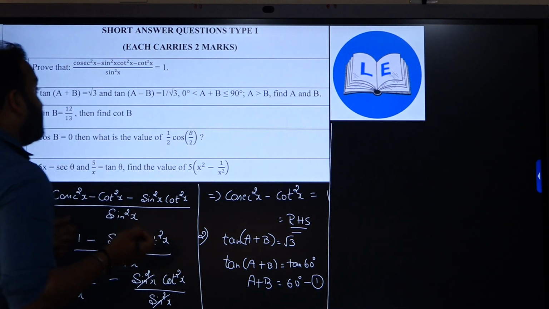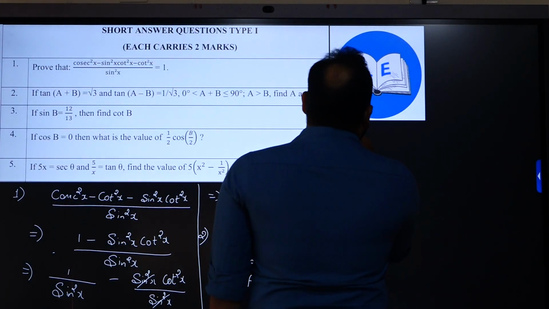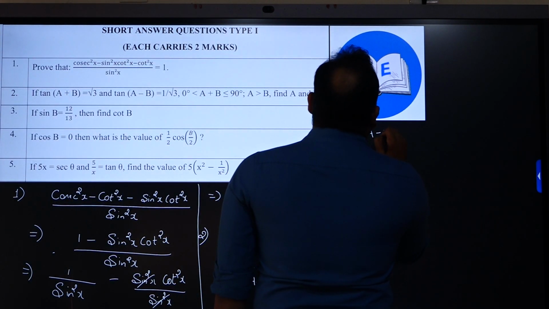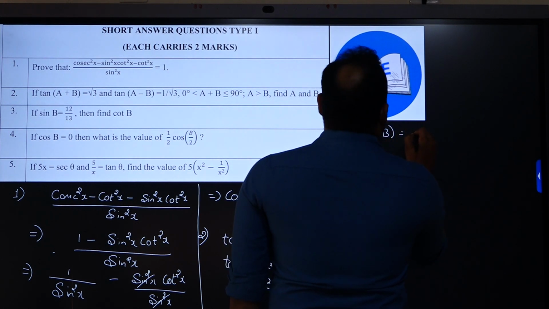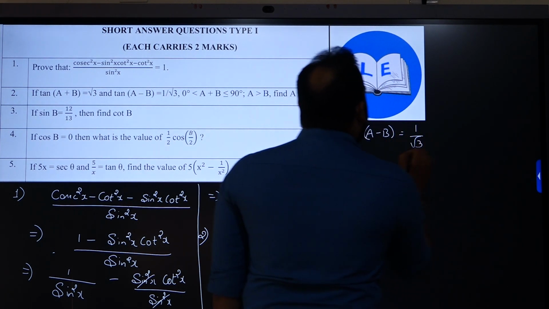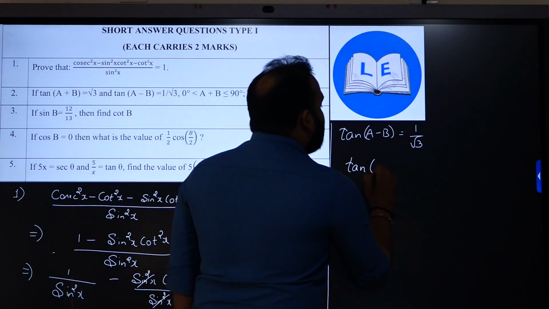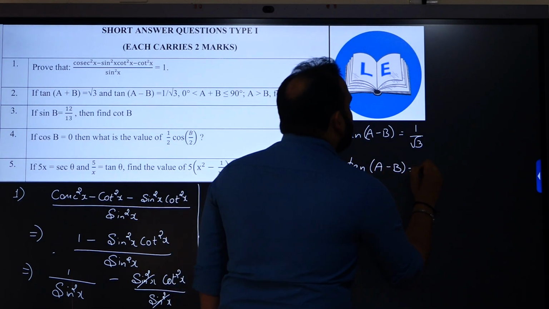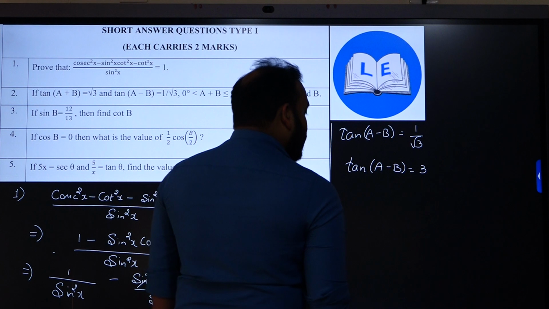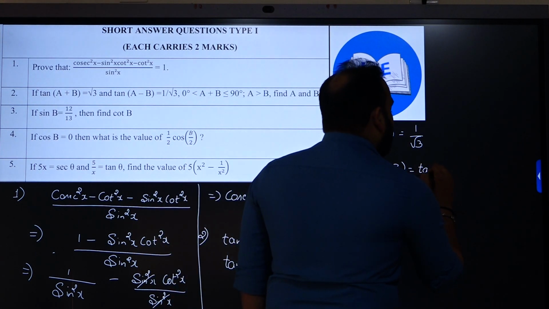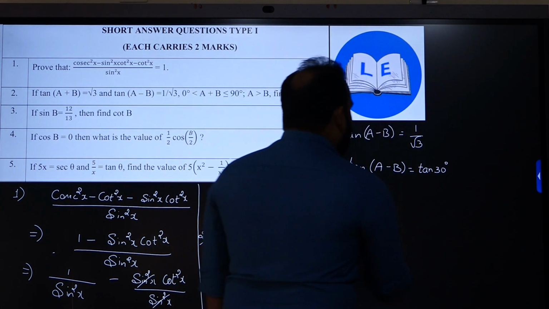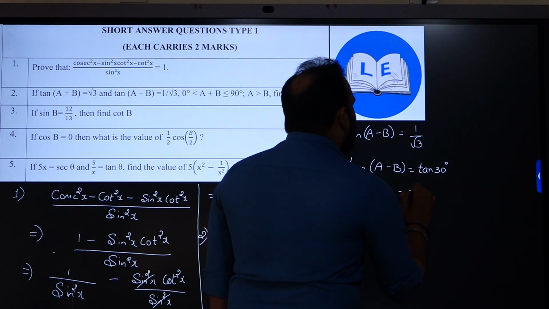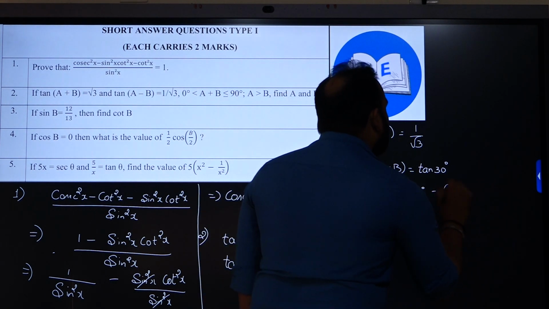Yes. After this, they have given tan of A minus B is equal to 1 by root 3. So what will we write, children? Tan of A minus B is equal to tan 30 degrees. So I can write A minus B is equal to 30 degrees. Take it as equation 2.